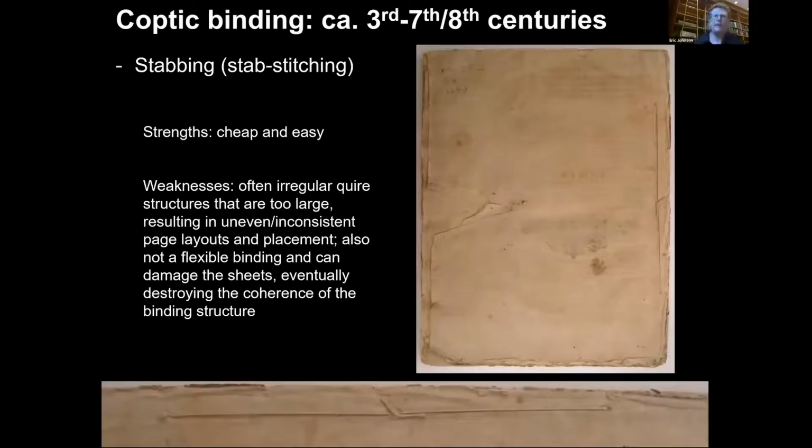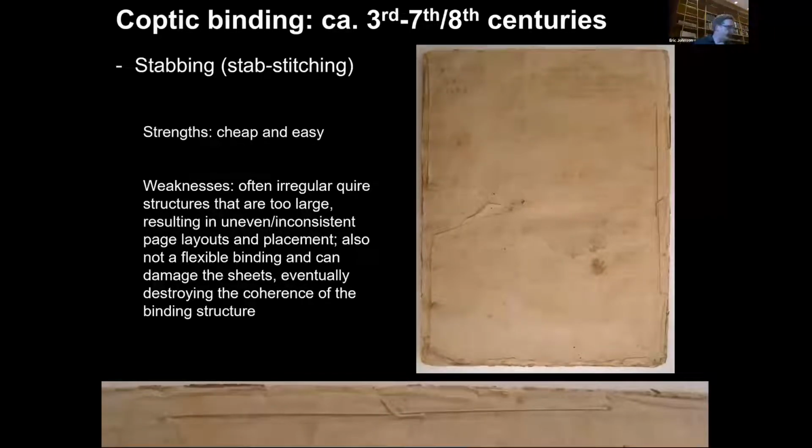When we're talking about Coptic binding, there are a few different styles. Coptic binding is really the earliest known period of binding. It starts in northern Africa, principally Egypt. And you really see a quick progression in the way that binding is developing. The very earliest Coptic bindings are what are called stab-stitched bindings. And this is a really, really basic way of doing things.